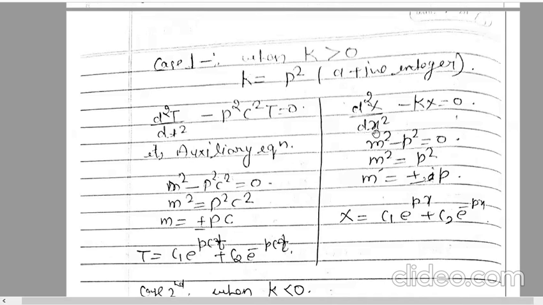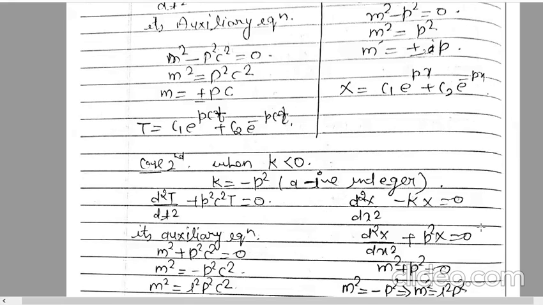Now d²X/dx² − kX = 0. So again put k equal to p² here. So m² − p² = 0. m² = p², m = ±p. So our solution is c1 e^(px) + c2 e^(−px). We can take different constants here, you can write c3 and c4. So X = c3 e^(px) + c4 e^(−px).